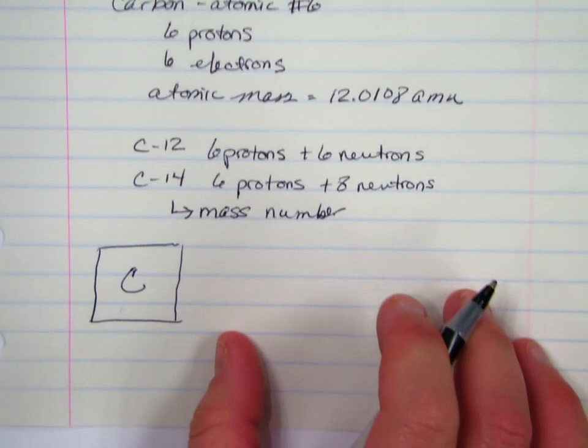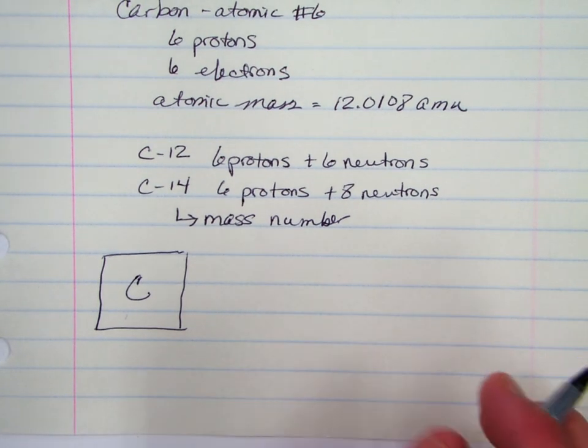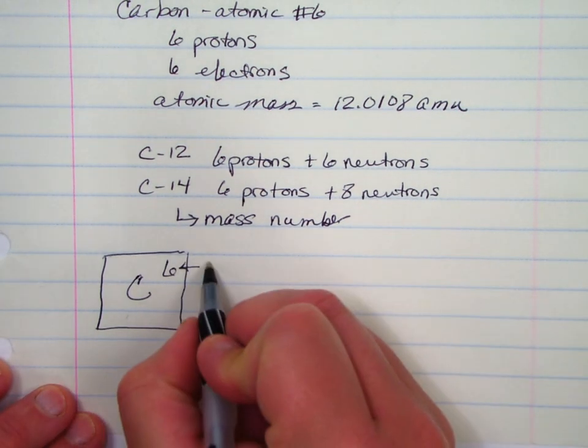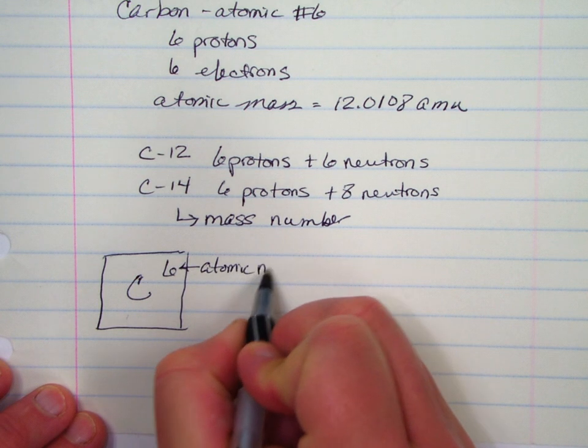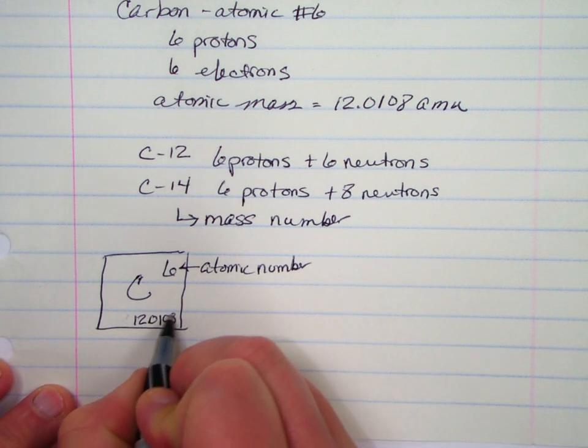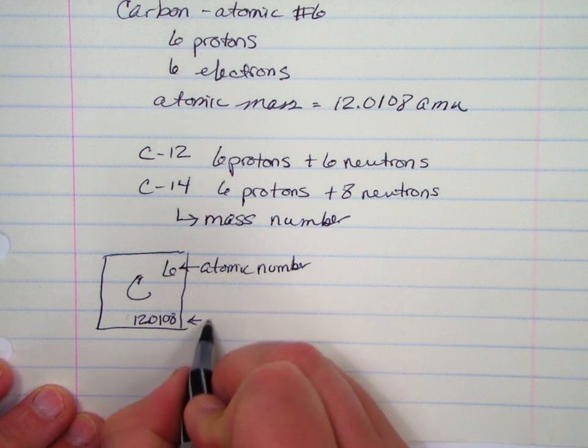Oops, sorry, here we go. Now you can see it. So on the periodic table, the symbol here, the 6 is the atomic number. And down in the corner then we'd have 12.0108, and this would be the atomic mass.